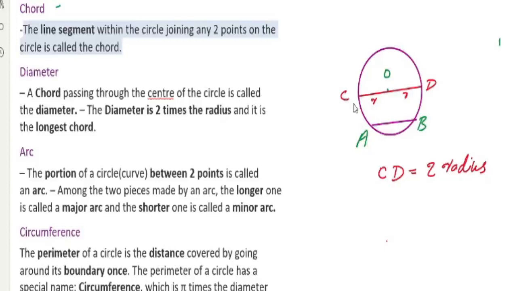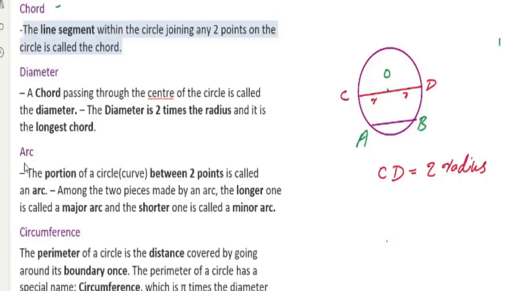And also this diameter is the longest chord. We can draw many chords. The chord is a line segment joining any 2 points on the circle, and we can draw many chords on the circle. And the longest chord, we call it a diameter.